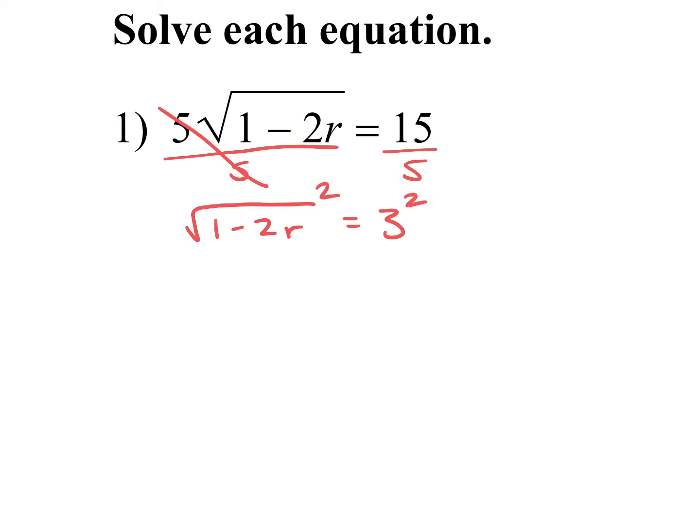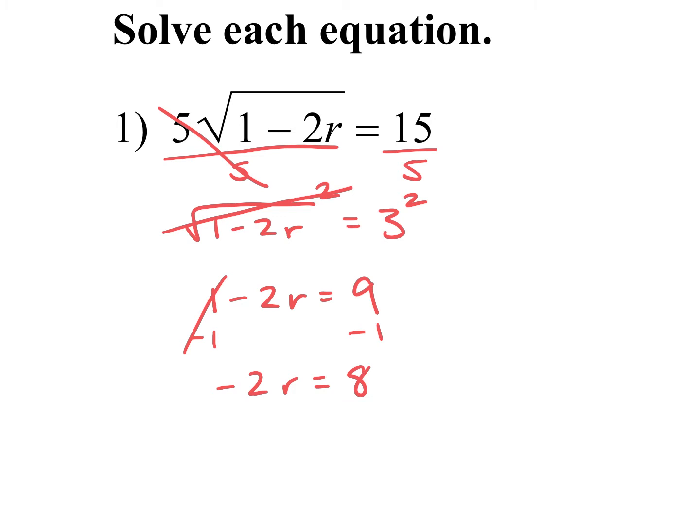Square both sides. So it'll cancel out with the square root, so I just have 1 minus 2r. And then what's 3 squared? So we said this is 9. And then what should I do next? Subtract 1 on both sides. So I have negative 2r is equal to 8.